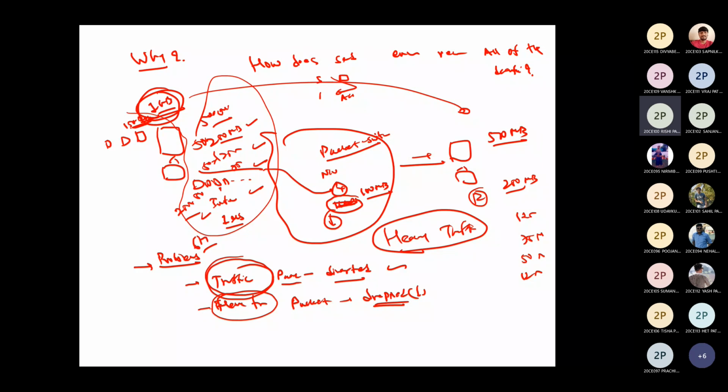Multiple routers, multiple paths. Multiple paths are an advantage for us, so I'm not talking about multiple paths here. The heavy traffic is because of this one router. Let's assume only one path is available, and in that path there is one router which has only 100 MB of space.